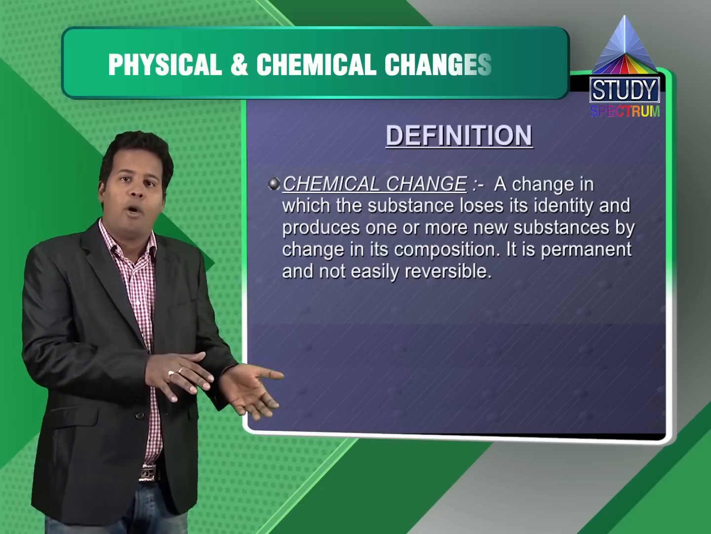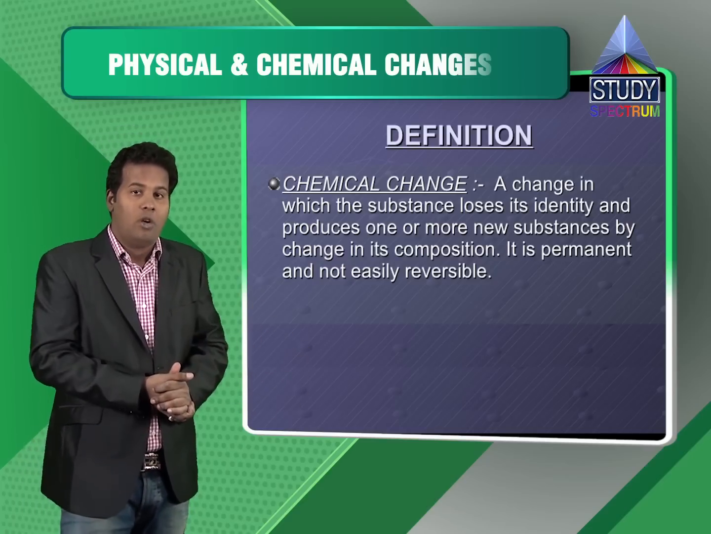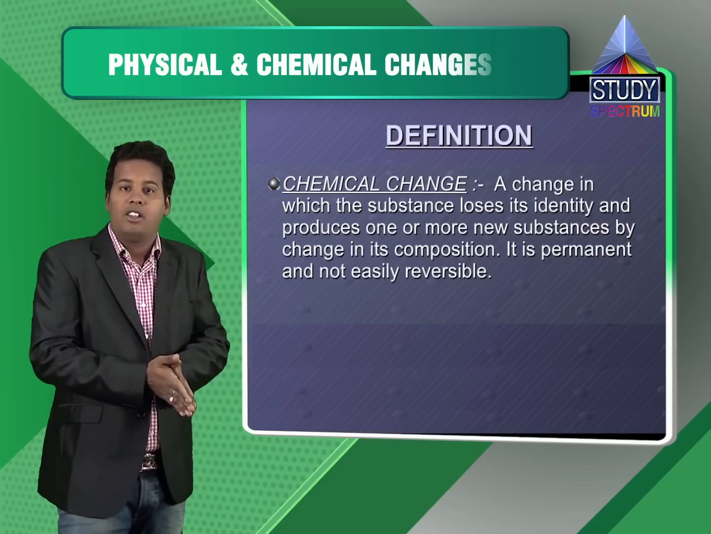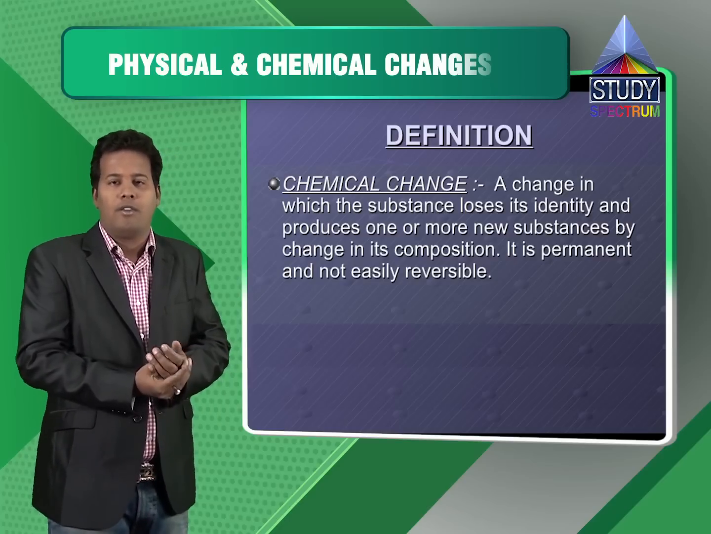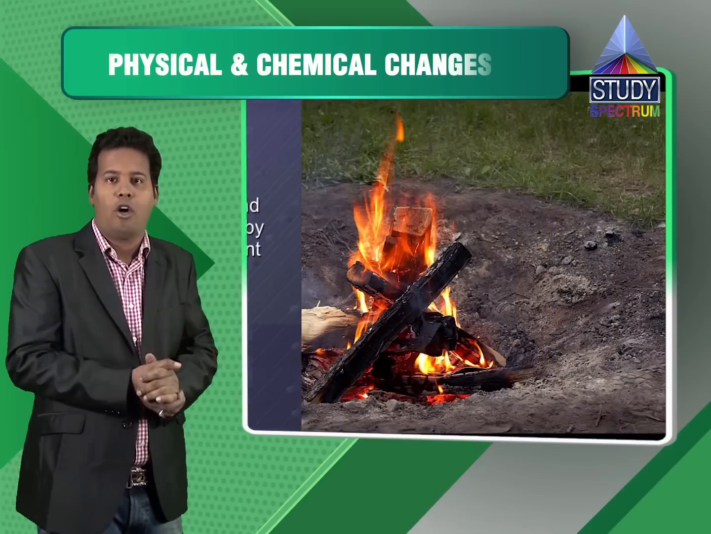But even if you talk about reversible chemical changes, then also new substances are formed. Okay, now we will understand chemical changes with a few examples. For example, burning of coke, say coal. Coke is a form of coal.